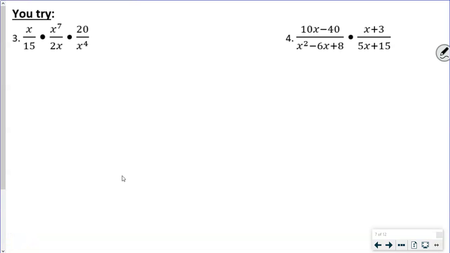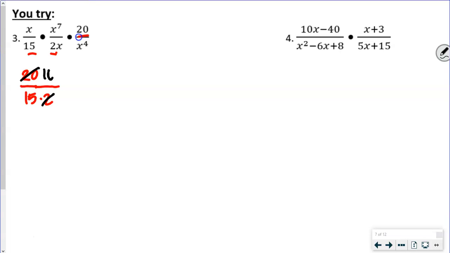So go ahead and do this and come back to me when you're done, okay? So again, I've got our coefficients here. Y'all see this 20 and 15, 20 over 15 times 2. And we got a 2 right there as well. Y'all see that? So again, we could go ahead and start by simplifying this right here, right?